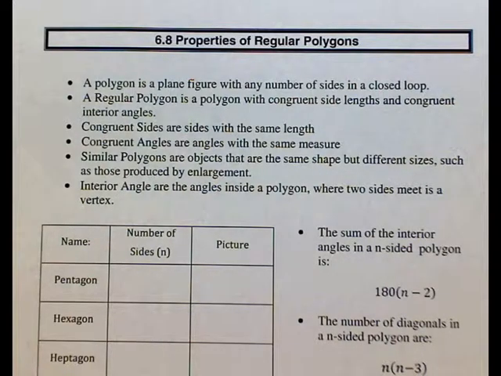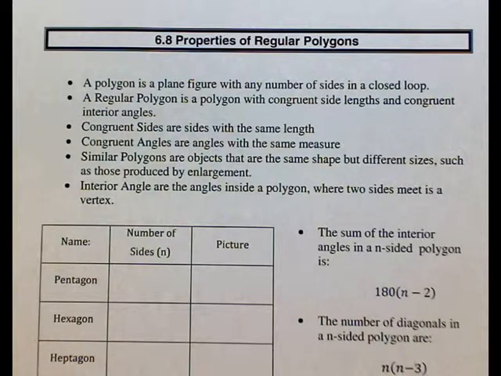Similar polygons are objects that have the same shape but different sizes, such as those produced by enlargements. So if one object is the same but only larger or smaller than the other, we have similar. So we can classify polygons as regular, similar, or just simply a polygon.